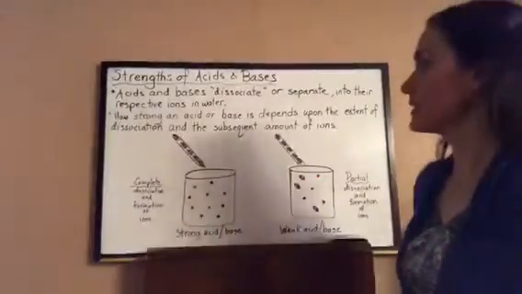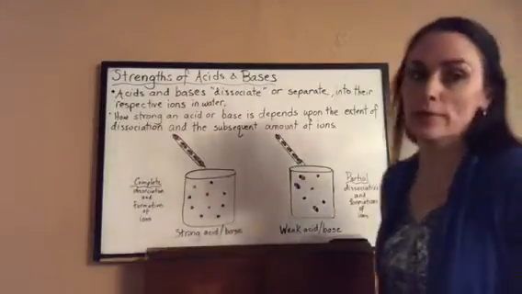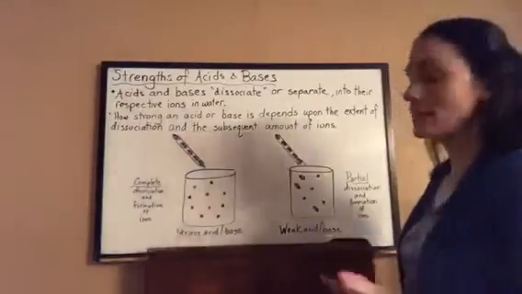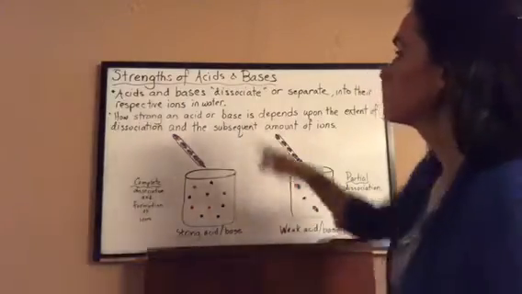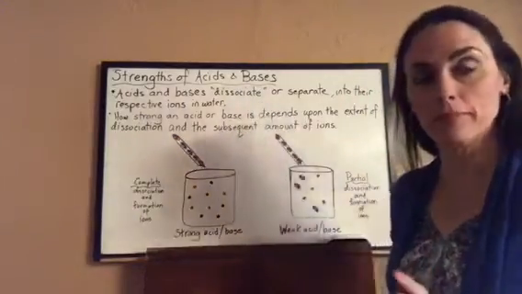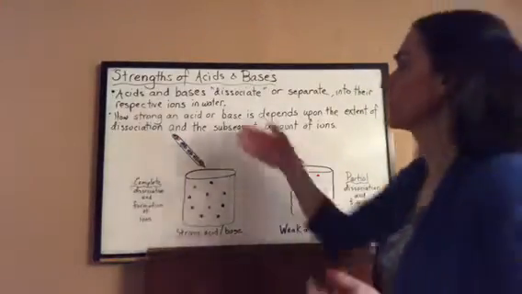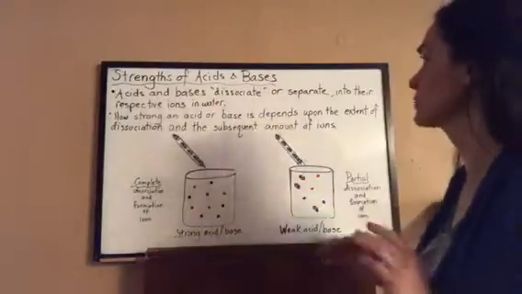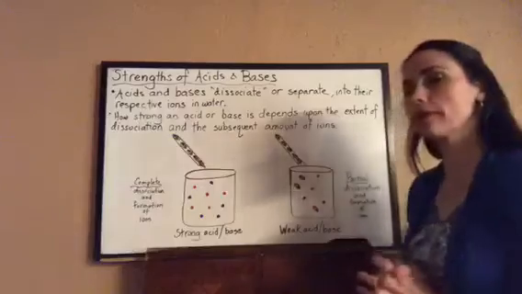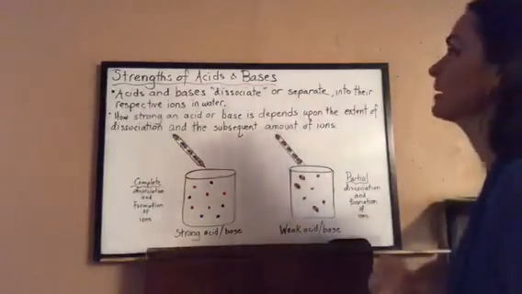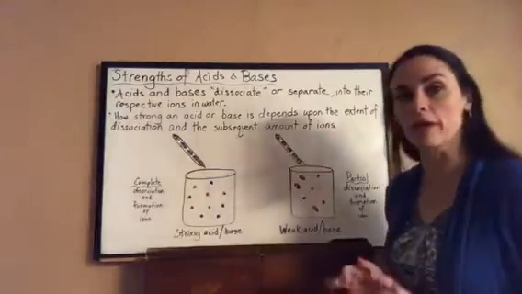Strengths of acids and bases. How do we define that an acid or base is strong or not? Qualitatively, we can describe the difference based upon dissociation. We're going to learn how to do it quantitatively in a little bit. But right now, just description, qualitative. Acids and bases dissociate or separate into their respective ions in water. How strong an acid or base is depends upon the extent of the dissociation of the acid or base and the subsequent amount of ions.